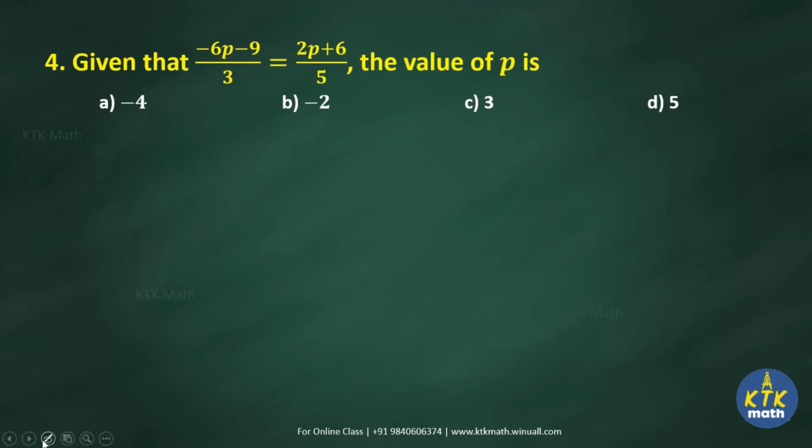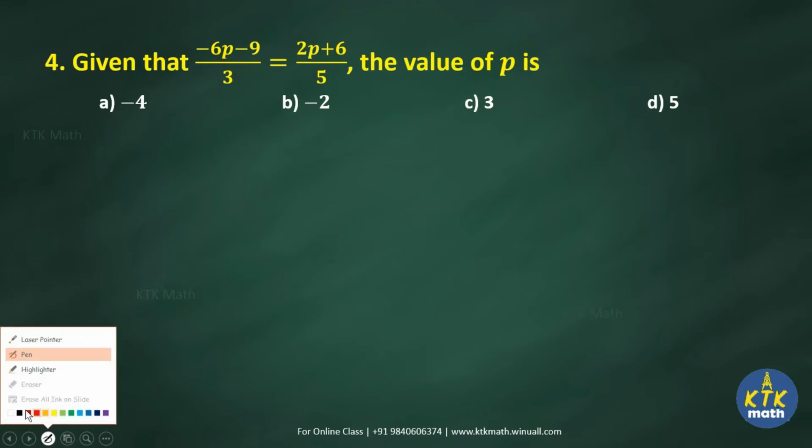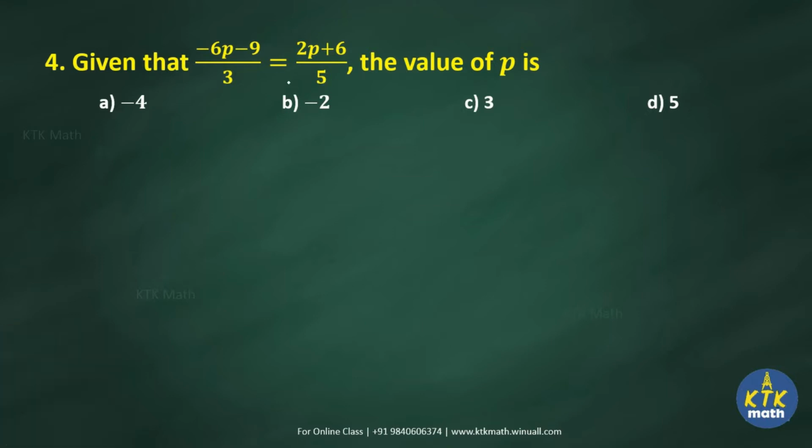Okay, so whenever you have fractions there, I'll always suggest you to do cross multiply. You just multiply this 5 to the left hand side numerator and multiply this 3 with the right hand side numerator. Just do cross multiplication like this, how I am drawing these arrow marks. So 5 multiplied with negative 6p negative 9. In the same way, 3 multiplied with 2p plus 6.